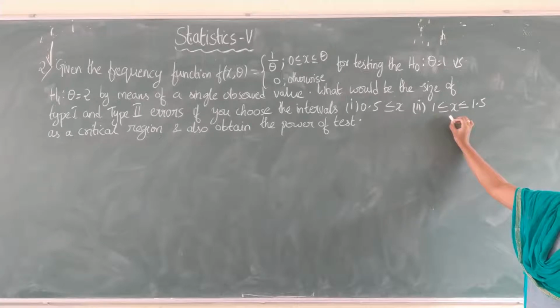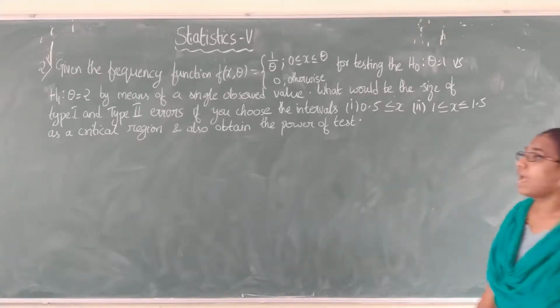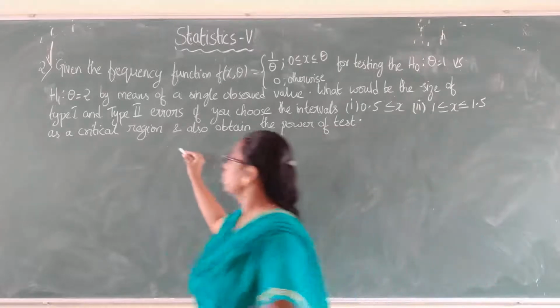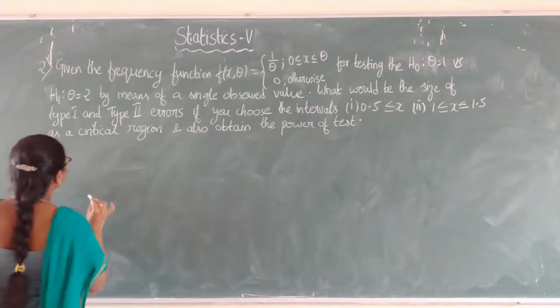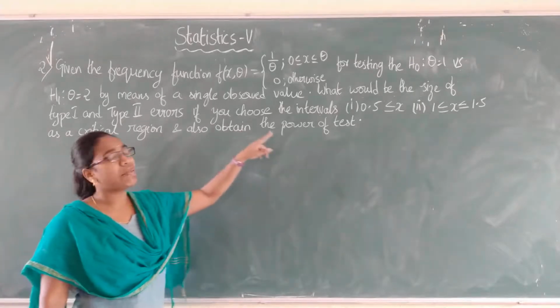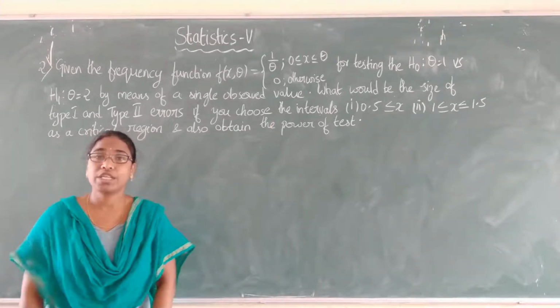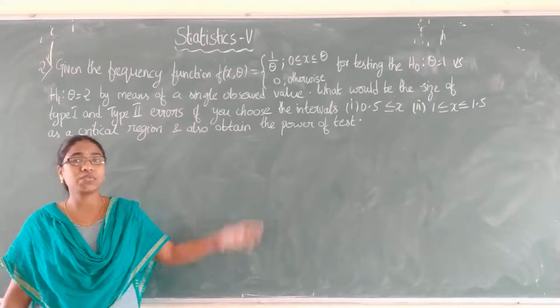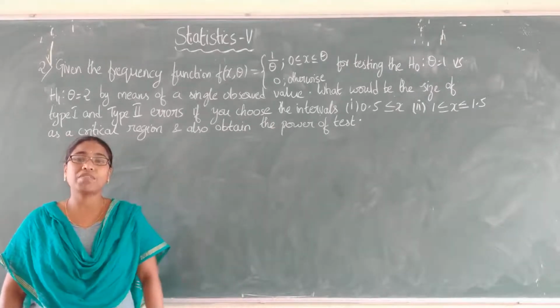We are going to find the type 1 and type 2 errors for the given critical region. So these two are the two bits given as a critical region, and also obtain the power of test. So in this problem, the extension is that we also need to find the power of test.